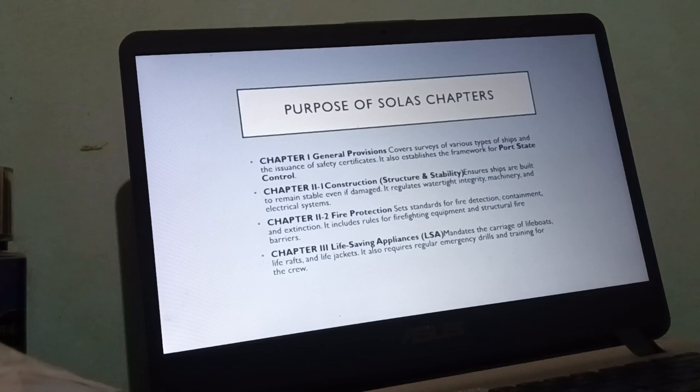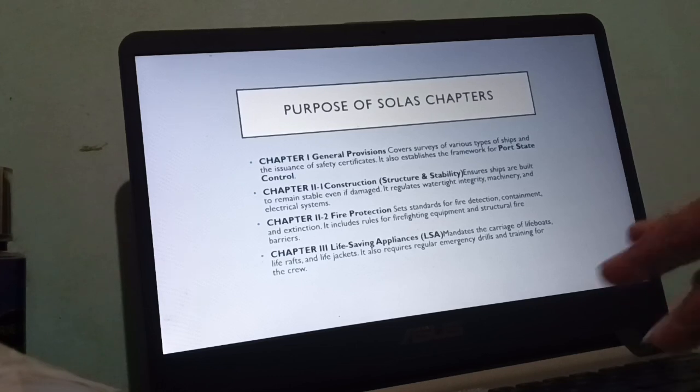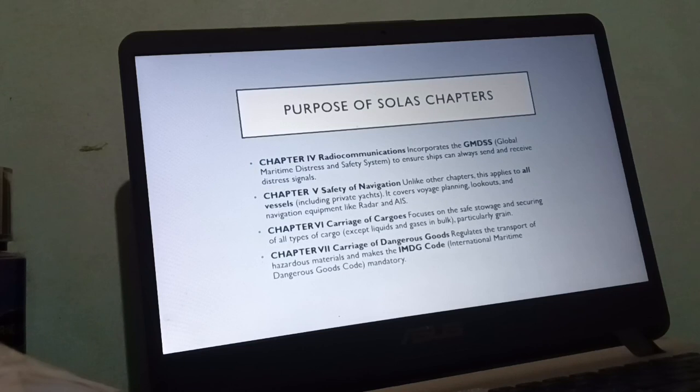Chapter 2-2, the key function is fire protection, setting standards for the detection, containment, and extinction. It includes rules for firefighting equipment and structural fire barriers. In chapter number 3, life-saving appliances or LSA mandates the carriage of lifeboats, life rafts, and life jackets. Chapter 4, radio communication, incorporates the GMDSS to ensure ships can always send and receive distress signals.